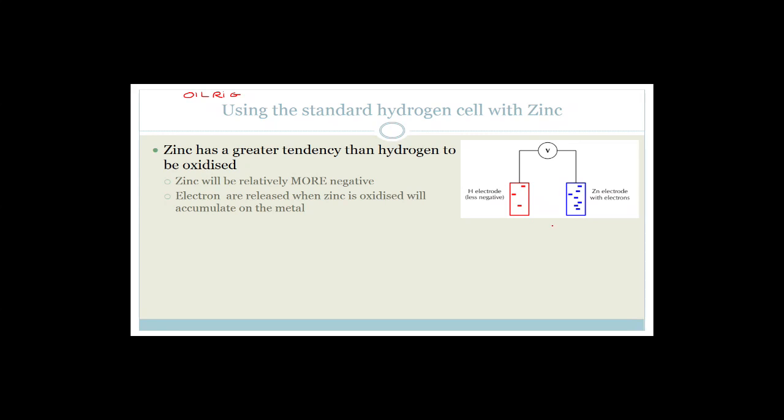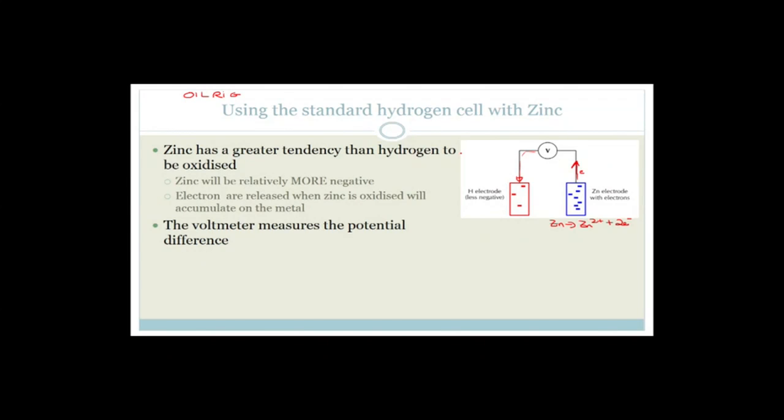So what's gonna happen is you're gonna have zinc goes to zinc 2+, plus 2 electrons, okay? The voltmeter measures the potential difference of -0.76. I'll talk to you about why it's -0.76. So what's going to happen is these electrons are going to flow up along here, okay? And they're going to go, if you want to think of it this way, from a high concentration to a low concentration.